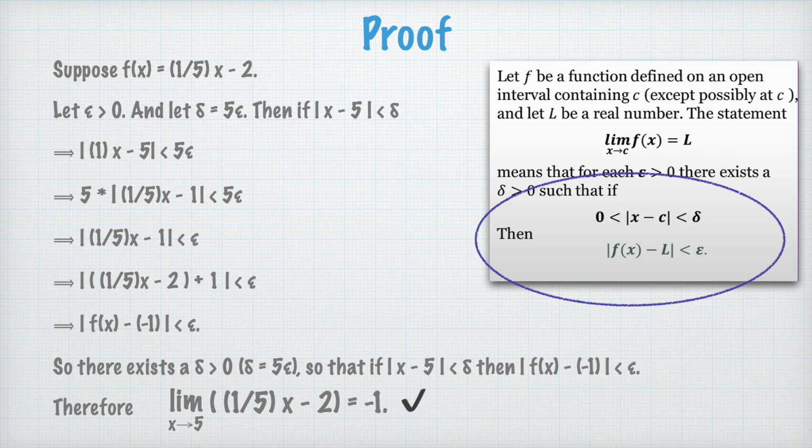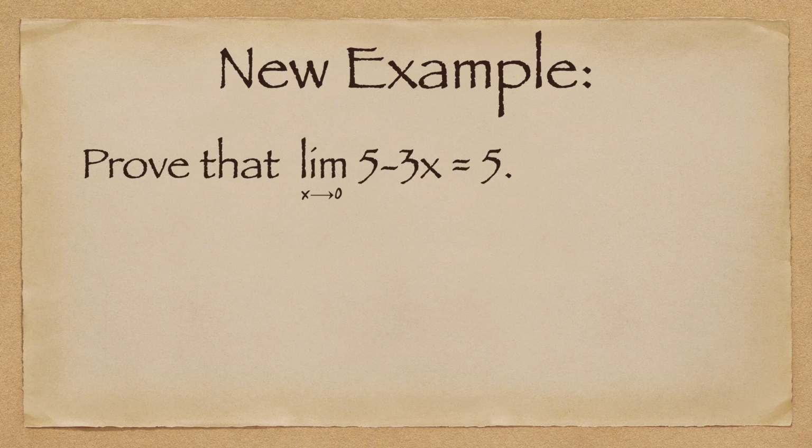Okay, now I understand that all that was a lot, so let's do the same thing, but with a different limit to prove. So here's a new example. Prove that the limit as x goes to 0 of 5 minus 3x equals 5. So first, let's note that c in this example equals 0, and that the limit equals 5.